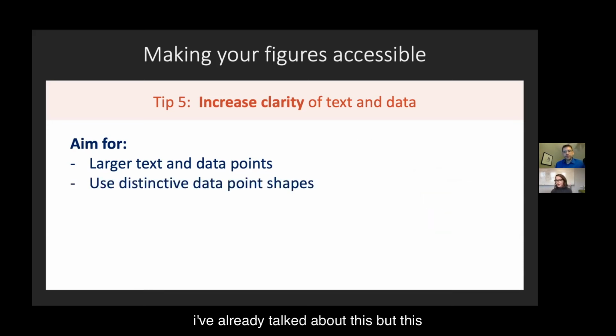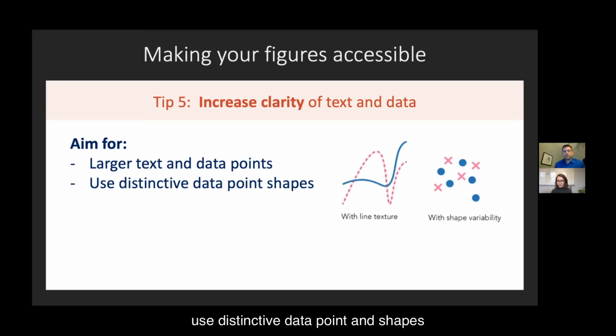I've already talked about this, but this does increase the clarity of your text and data. Use distinctive data point and shapes, either with line texture, line thickness, or with shape variability. Another point I want to make here is that the shapes that you select are also important. The X's compared to a circle, those are highly contrasting. Whereas if you use maybe a circle and a square, those are different shapes, but they're maybe not as contrasting as they could be.